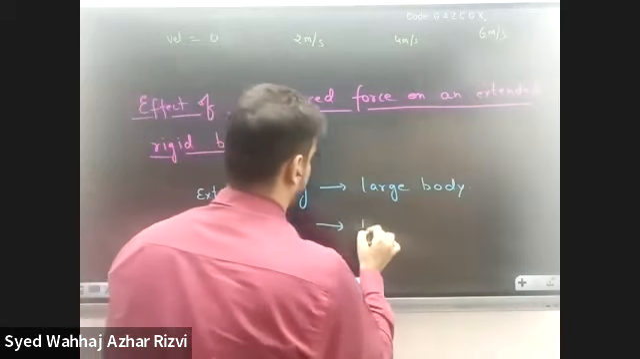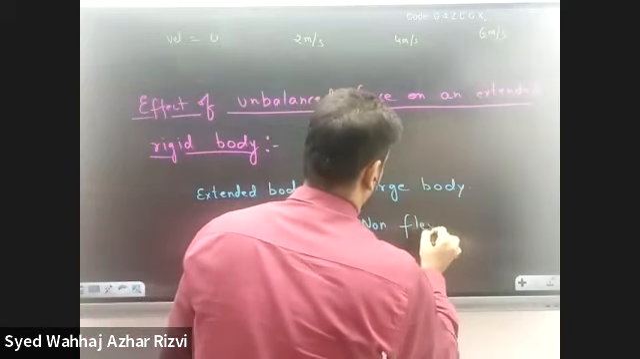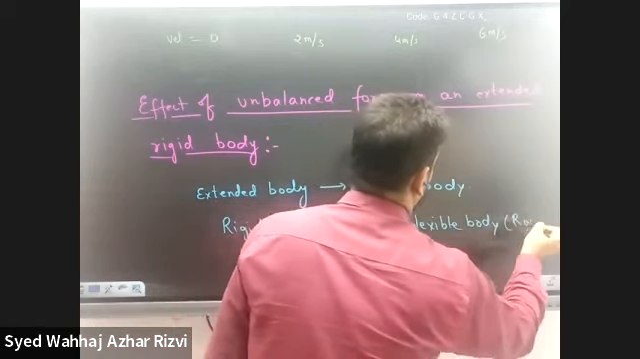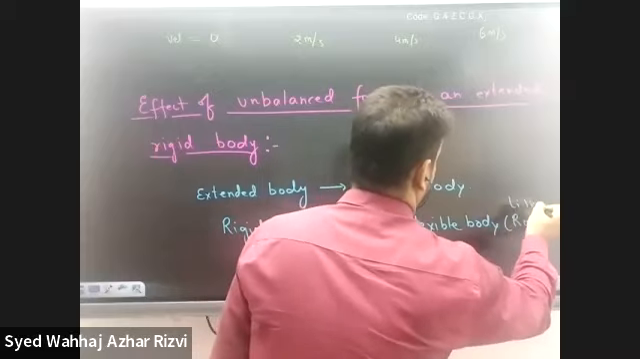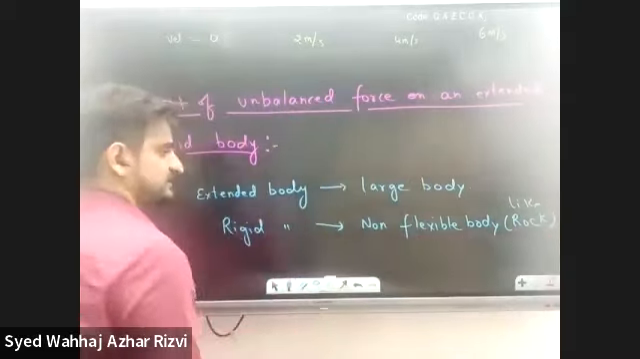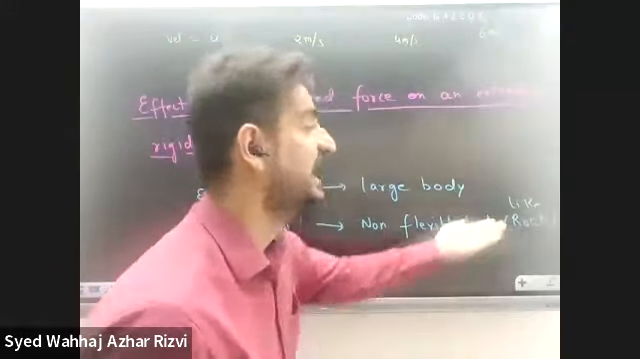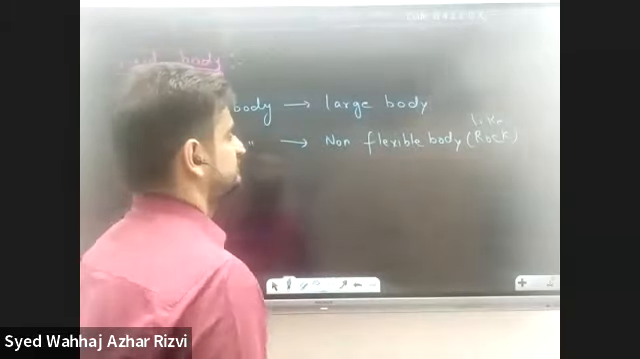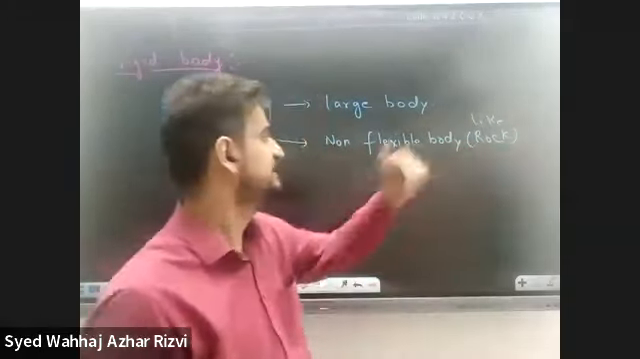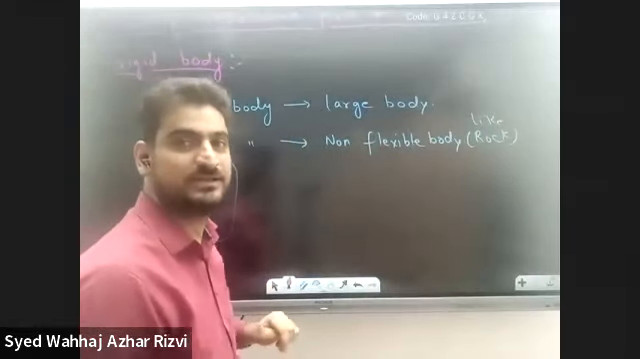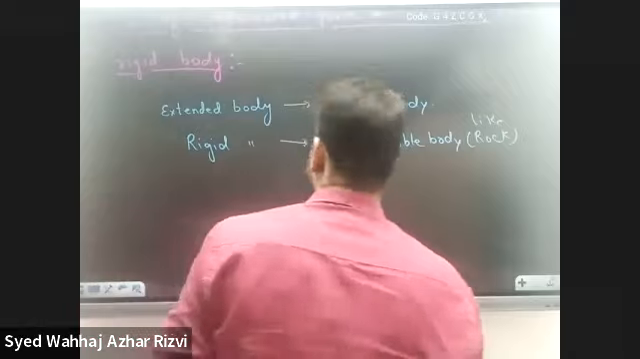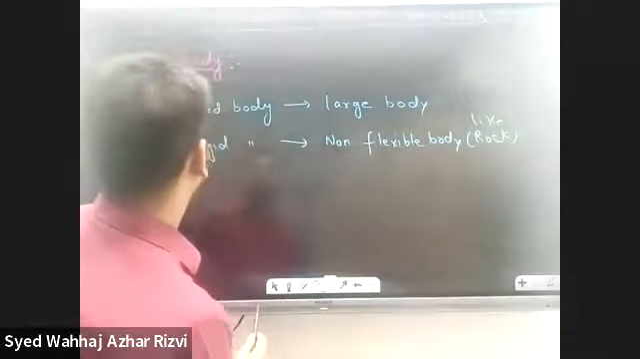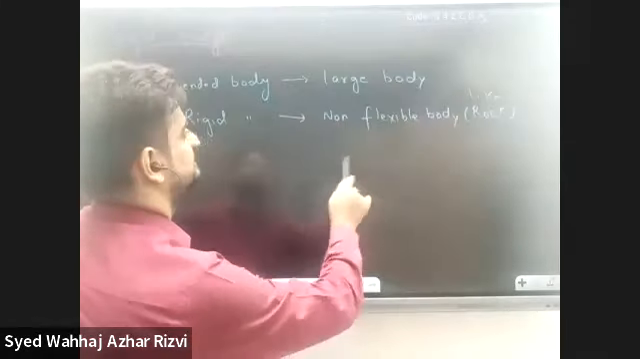And rigid body means a non-flexible body. Non-flexible body like a rock. It's not Dwayne Johnson, okay? It's not the rock, it's a rock. So that's what we have to understand. The rock, like Dwayne Johnson, is not a non-flexible body. We can throw some punches and he might get disfigured. So he's not really a rigid body. But yes, we have a rock.